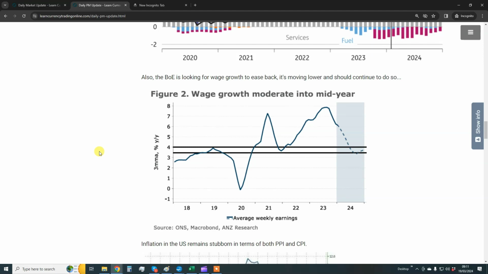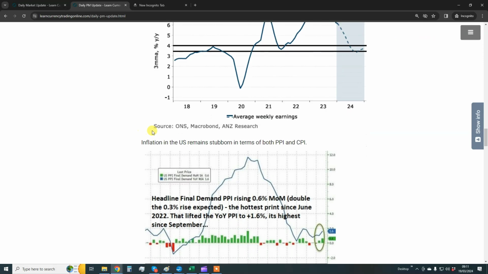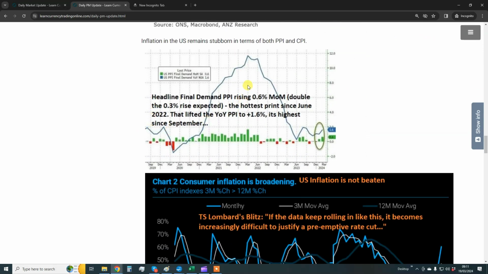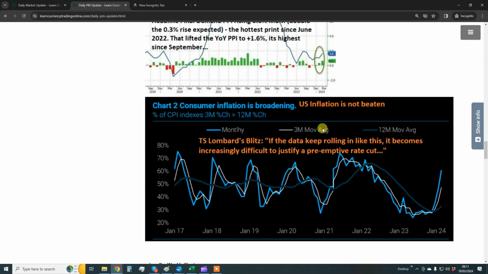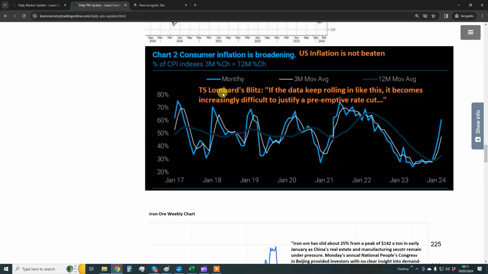Now, let's look at inflation in the US. It isn't falling. This is producer price index, which feeds into CPI. It does fall nicely there, comes up, down, moving back to the upside. CPI, consumer inflation is broadening. You can see it's going up here.